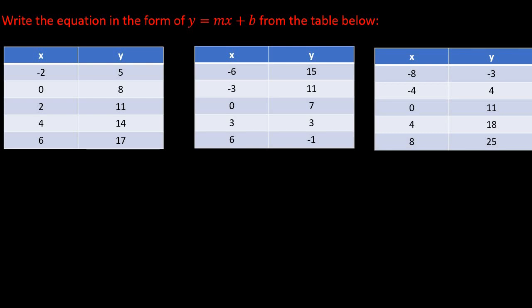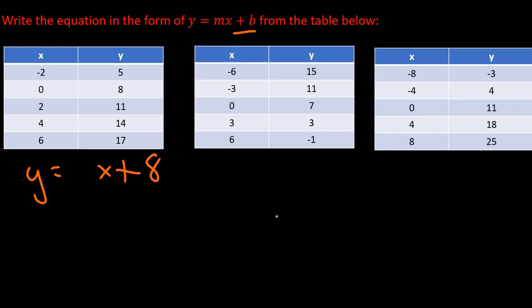So we're going to write the equation in the form of y equals mx plus b from those tables below. Well, the b is always going to be the value of y when x is 0. So again, the y-intercept or the b is the value of y when x is 0. And if we look at this table, we see that when x is 0, y is 8. So we can start off by saying that y is always going to equal y and x is x. Then we have a plus 8.